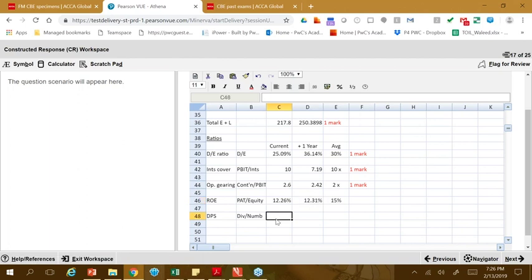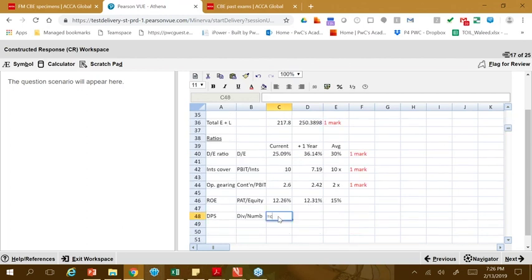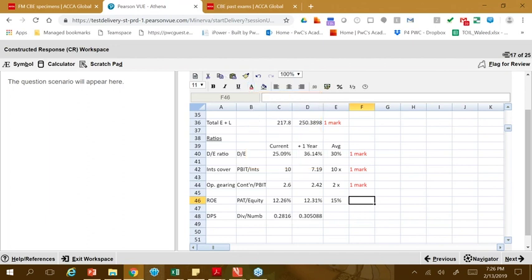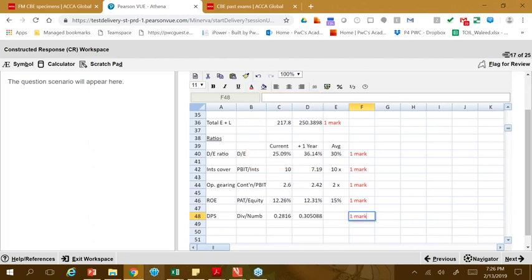And then finally, the dividend per share, which is easy. I already got this here. Dividends, which are on C20, over the number of shares, which is 25. Or D20 over 25, the number of shares. And this is all our dividend here. One mark here for this, one mark here for this, and one mark here for this. So in total, now at this point, I've got 2, 3, 4, 5, 6, 8 marks.